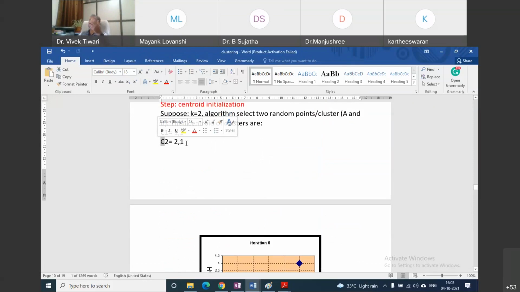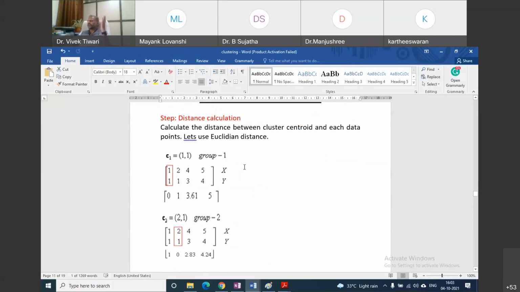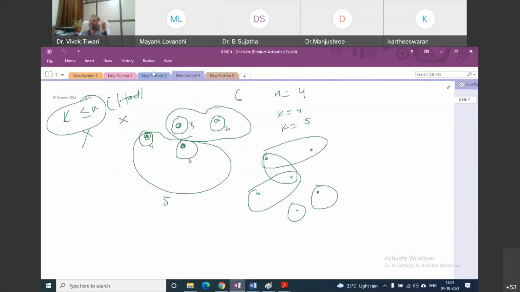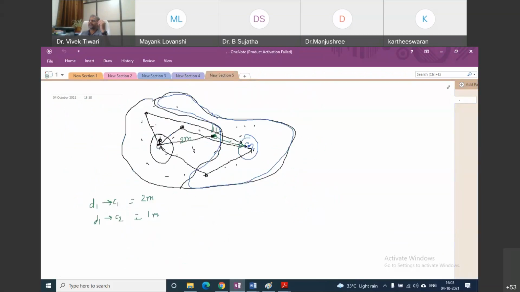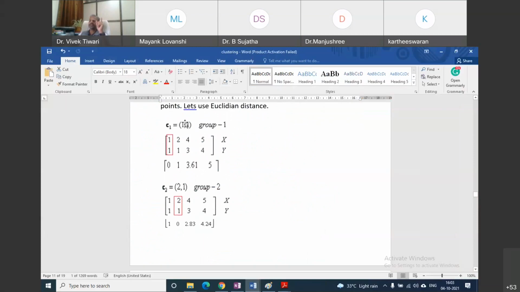We are starting with this random assignment, and we'll see what happens. So what is the process? We start by calculating the distance. For C1 and C2, we have to calculate the distance of all the data points to the centroid of cluster 1 and cluster 2. Here C1 has a single data point 1 1, so the centroid will be 1 1 by default.